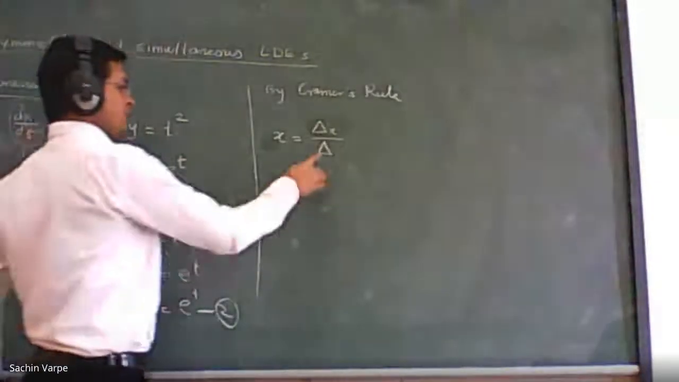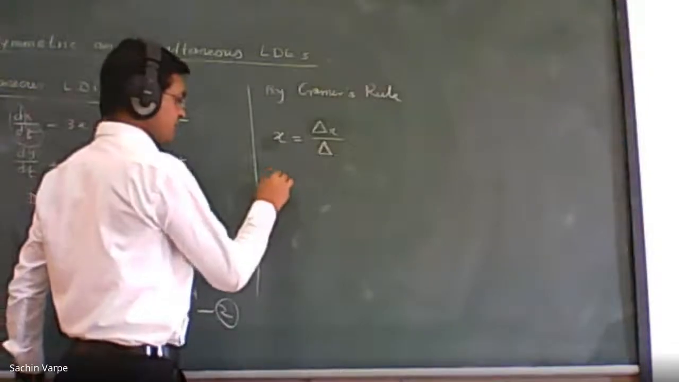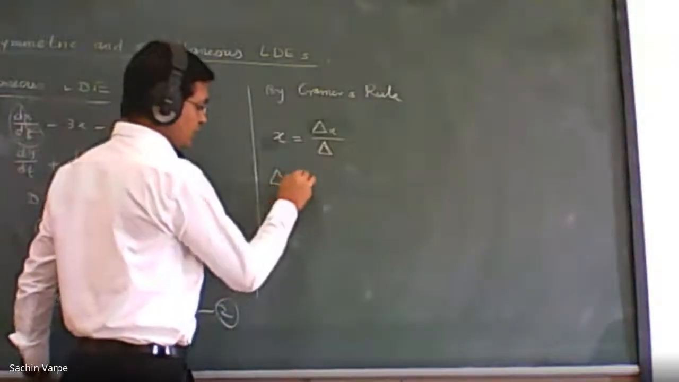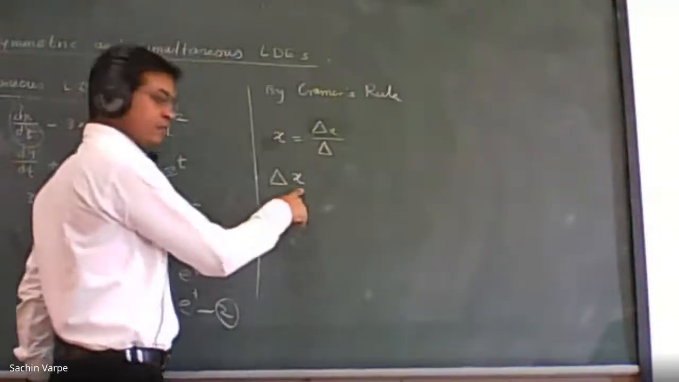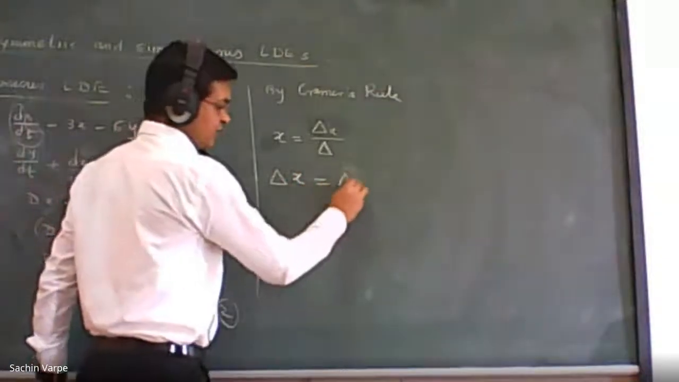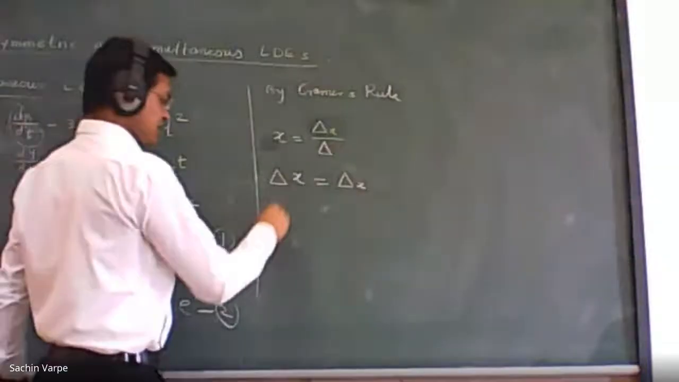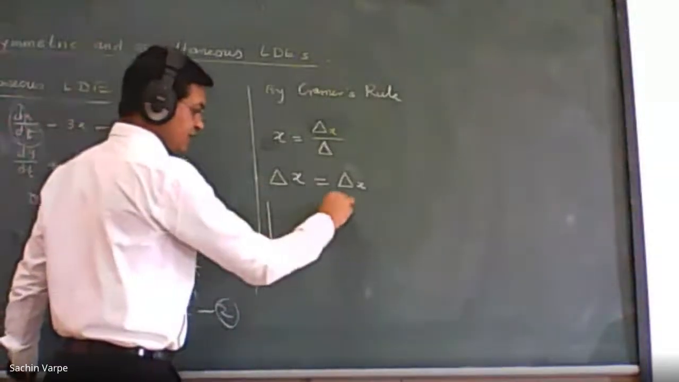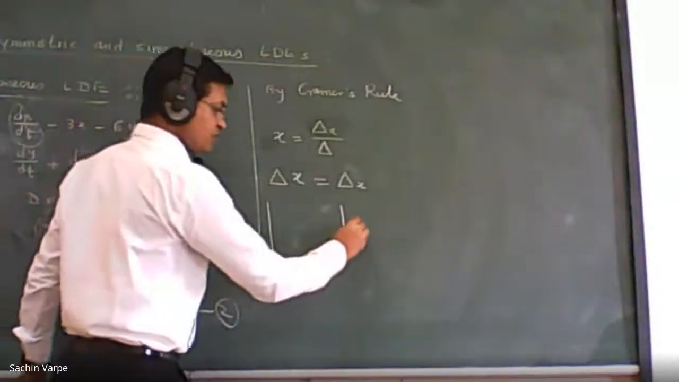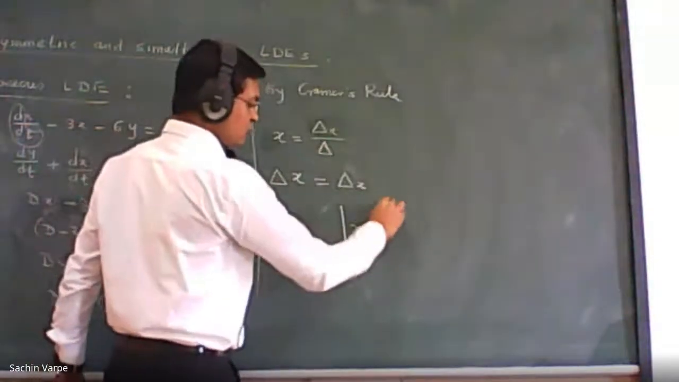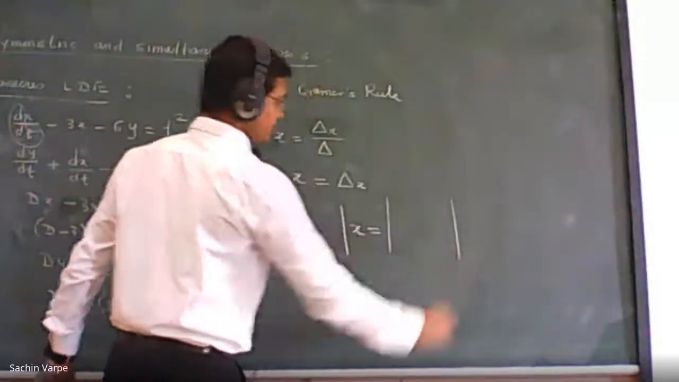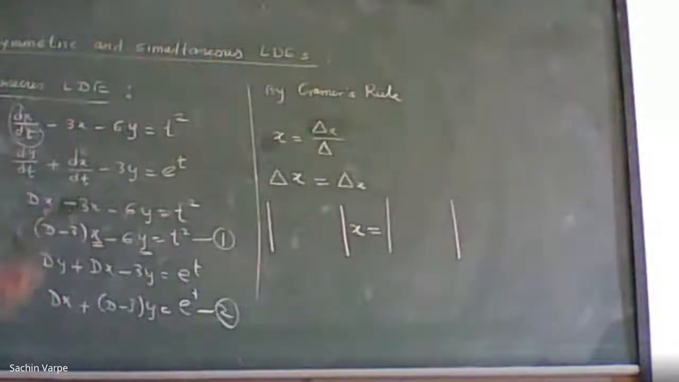Okay, so if I take this delta to the left hand side, that will be delta into x. This delta suffix x, remember, is equal to delta suffix x. All right, so what is this delta? This left hand side delta is the determinant of coefficients into x, equal to the right hand side delta suffix x. So let us write the left hand side delta.